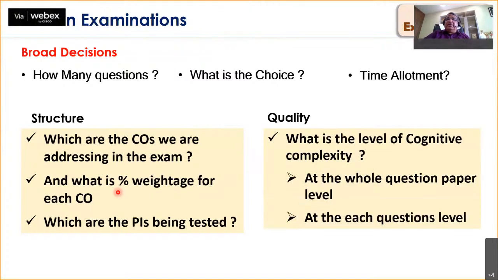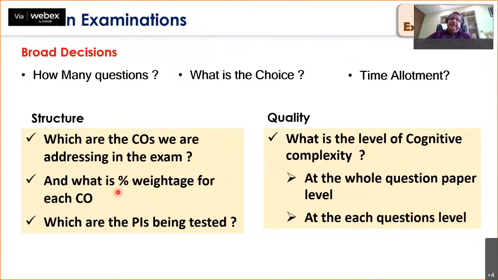Then what do we mean by quality? That is the cognitive level, Bloom's taxonomy level. What is the level of cognitive complexity in my question paper? Here I am talking about the whole question paper level and each question level. Now, some teachers are very smart. If you look at the question paper, you see L2 level, L3 level, L4 level, L3 level, all is okay. There are questions at L2, L3, L4 level.